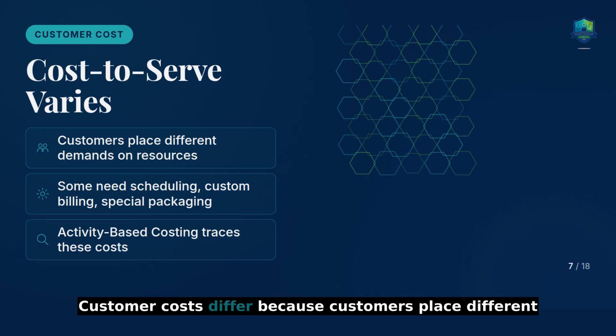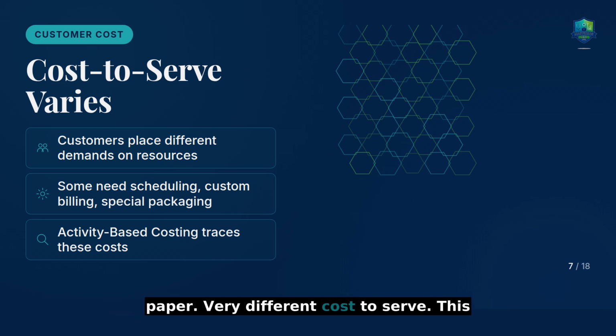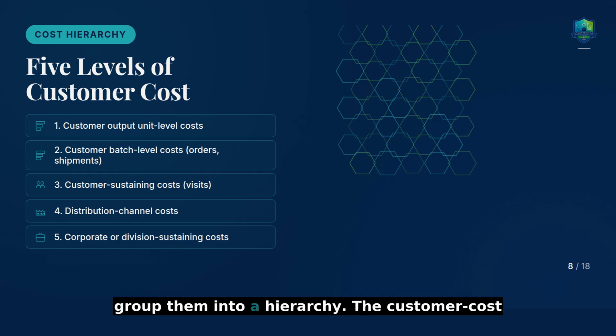Customer costs differ because customers place different demands on resources. Some customers place large, steady orders. Others place many small, rushed orders that need custom packaging and special handling. Same revenue on paper, very different cost to serve. This is where activity-based costing earns its keep. ABC traces the real cost of serving each customer. To make sense of those costs, we group them into a hierarchy.